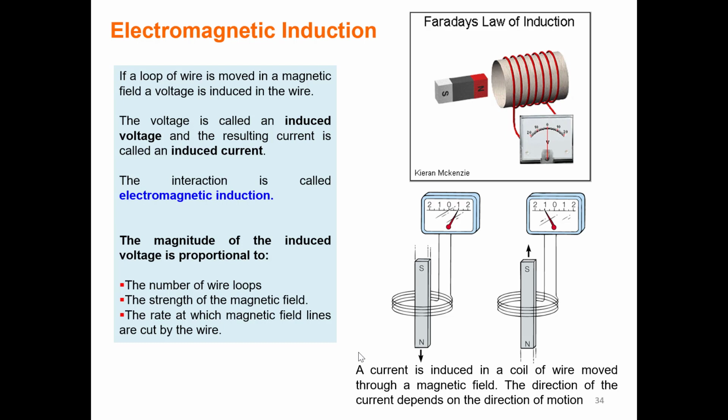The magnitude of the voltage we can get here depends on the number of loops we have in the loop of wire, how big the magnetic field is, the magnitude of the magnetic field of the magnet we have here, and how fast we move this magnet through the loop of wires.